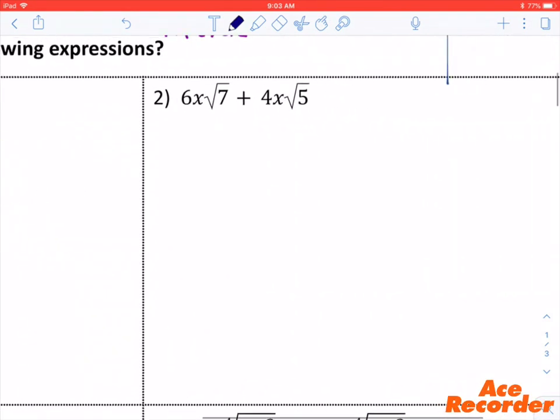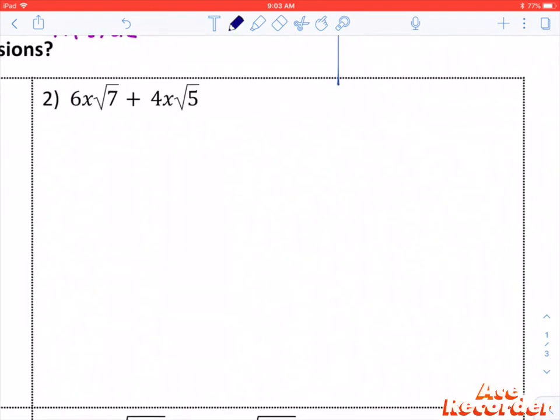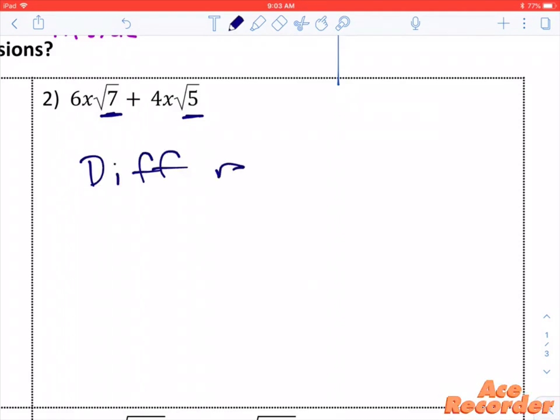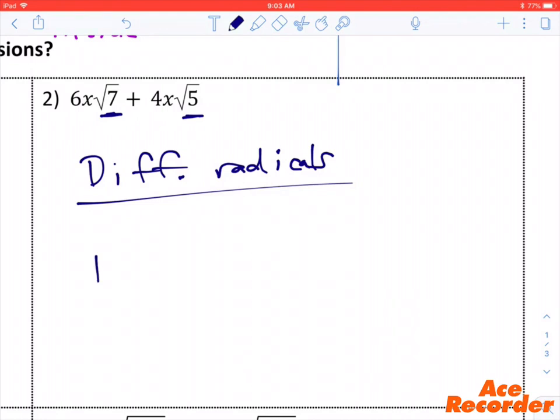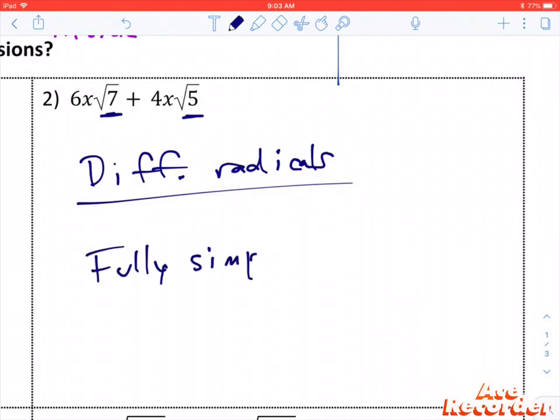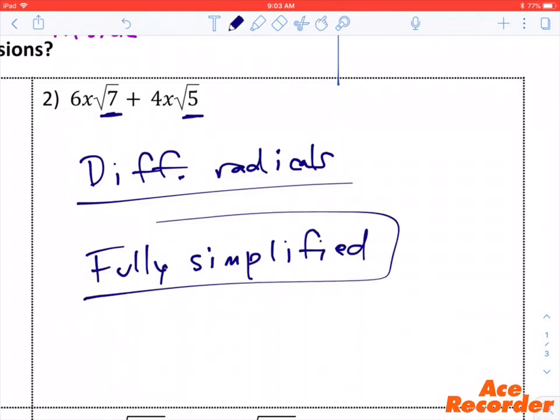So number 2, look at these. The radicals, same root but different numbers. So I can't do anything. So these are different radicals. You don't have to write this down every time, but I'm just writing it down to help understand what that is. So different radicals means you can't do anything. It is fully simplified. Fully simplified. Can't do anything.